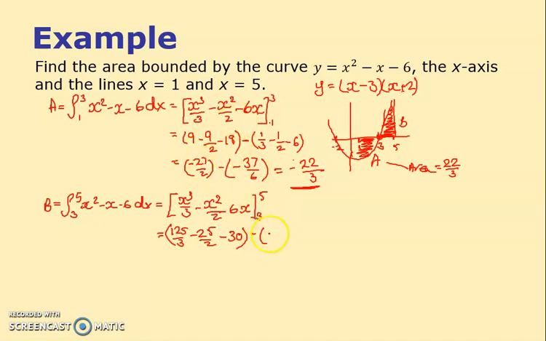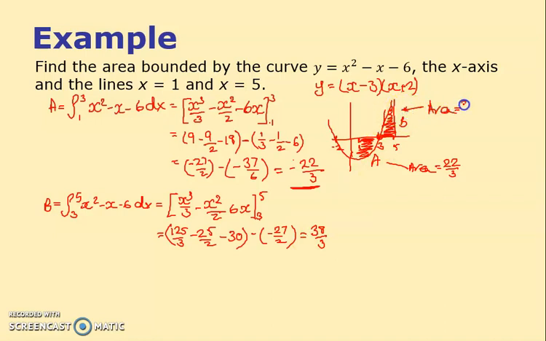It was minus 27 over 2. So you don't have to do it again. It's a lot easier if you don't bother. So I'm going to just work that out. 125 over 3 minus 25 over 2. You can tell I made a mistake as I was doing that. Minus 30. And then if I minus the minus 27 over 2, I get 38 over 3. And of course it's positive, so that area is 38 over 3.